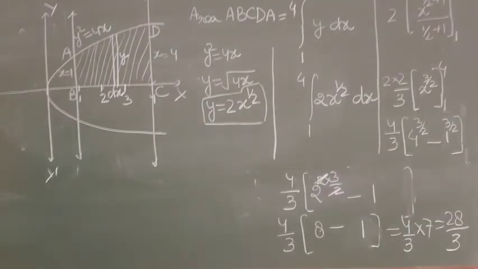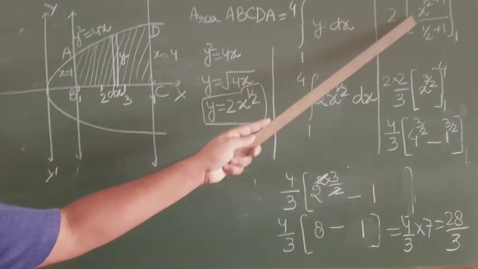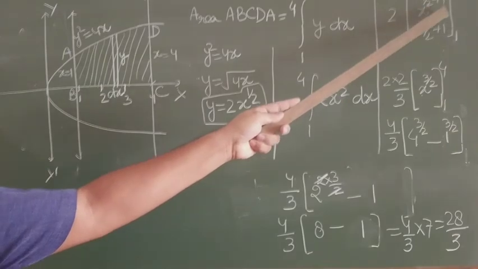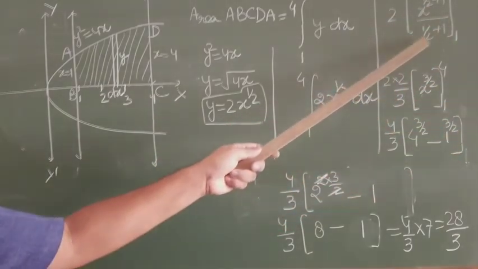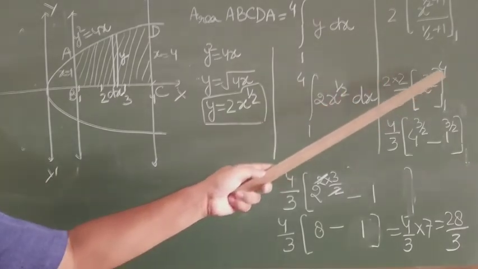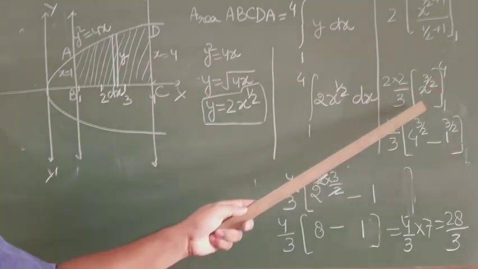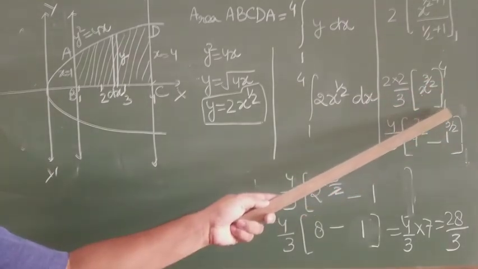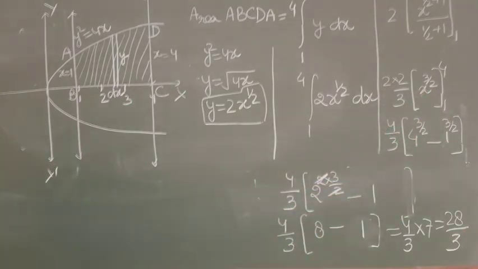Now friends, this is the integration. So it will be x to the power 3 by 2, and since it is divided by 3 by 2, it will come as 2 by 3 outside. Now we have to put the limits. The upper limit is 4, so 4 to the power 3 by 2. The lower limit is 1, so 1 to the power 3 by 2. Let us calculate: 4 upon 3, and 4 can be written as 2 to the power 2, and its power is 3 by 2, so both powers will be multiplied. That gives 8 minus 1. So 4 upon 3 into 7 equals 28 upon 3.